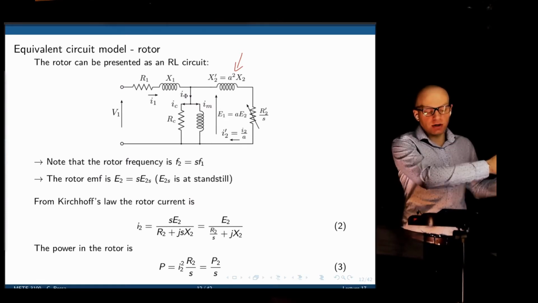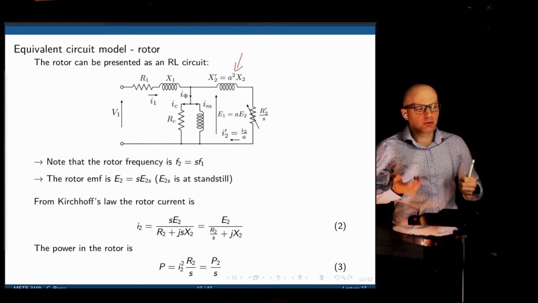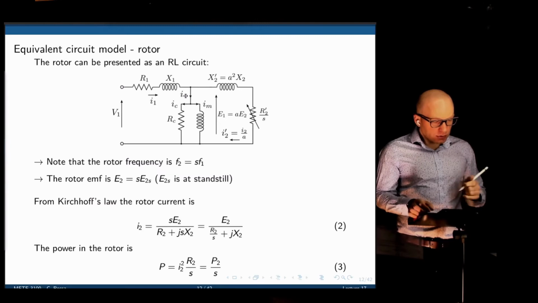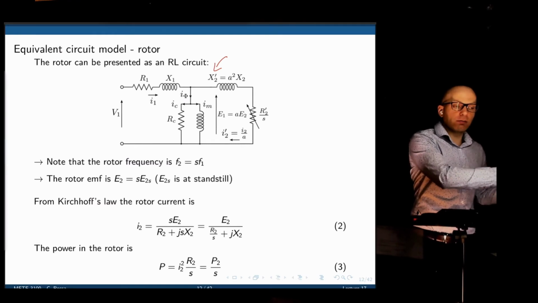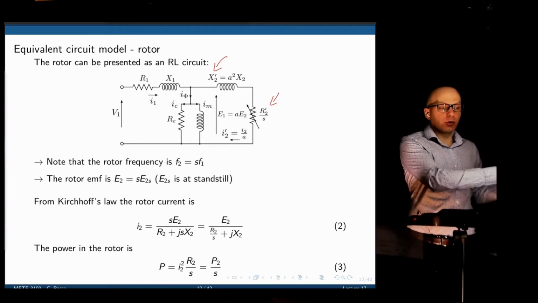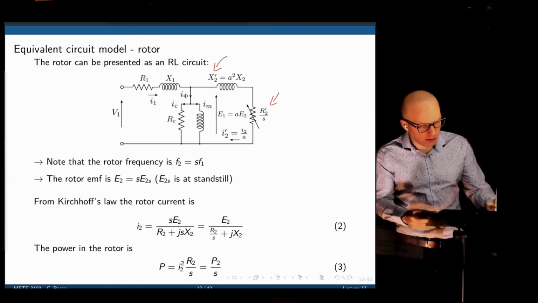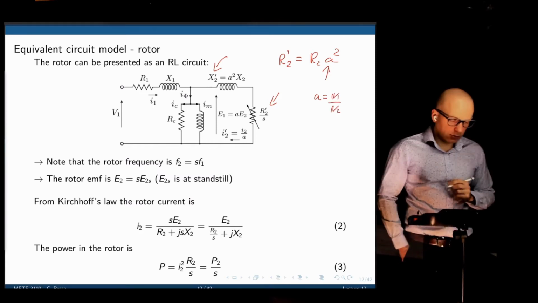If you take the impedance from the secondary and move that to the primary, we need to multiply that by the square of the turn ratio, which in this case is A, as we use for the transformer. So X2 now becomes X2 prime, the referred secondary impedance in the primary. R2 is the referred resistance of the rotor in the primary, and that again is multiplied by A squared. So R2 prime equals R2 times A squared, where A squared is the turn ratio N1 divided by N2.